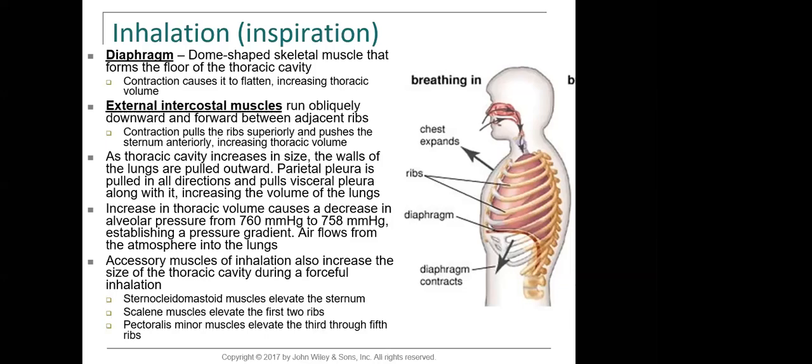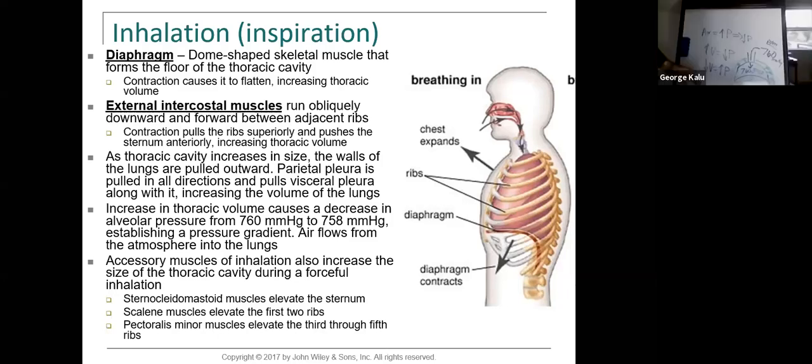Okay. So again, that's for an inhalation. The two primary muscles for inhalation are the diaphragm and the external intercostal muscles. And that's for just a regular old passive inhalation, also called inspiration. When you're using a more forceful inhalation, that's where you use the accessory muscles: the sternocleidomastoid, the scalene, and the pectoralis minor muscles.